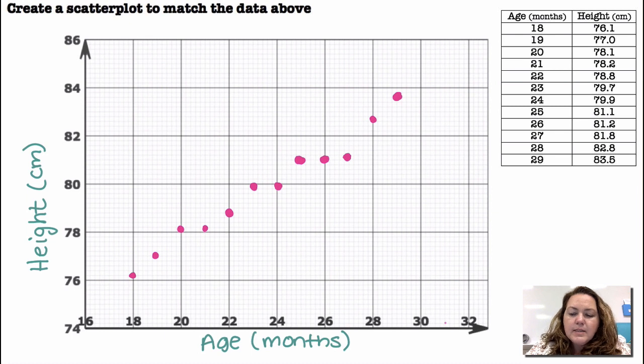Now keep in mind that this model is for ages 18 months to 29 months. We might see where it falls off and people stay at a certain height after a certain amount of time. We would expect most adults, once you've reached a certain age, not to really be growing anymore. The older you get, it's not going to increase. You might even see a decrease after a certain age. But this trend is only for that range of data that we have collected, from 18 to 29 months.